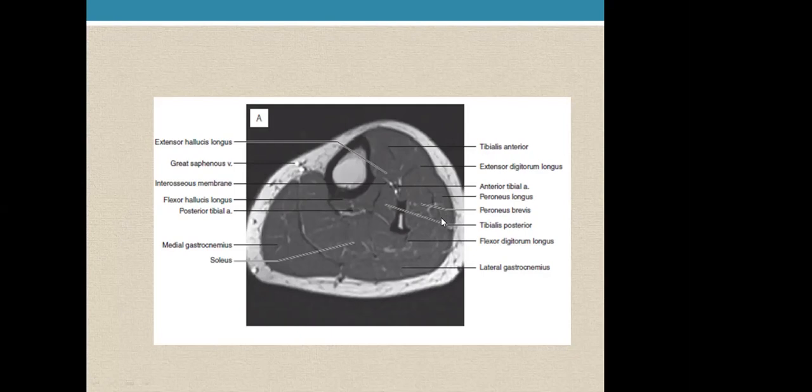This is the peroneus brevis. We can see on the posterior compartment the gastrocnemius here, and this is the soleus muscle. This is the superior half or the upper half of the leg.